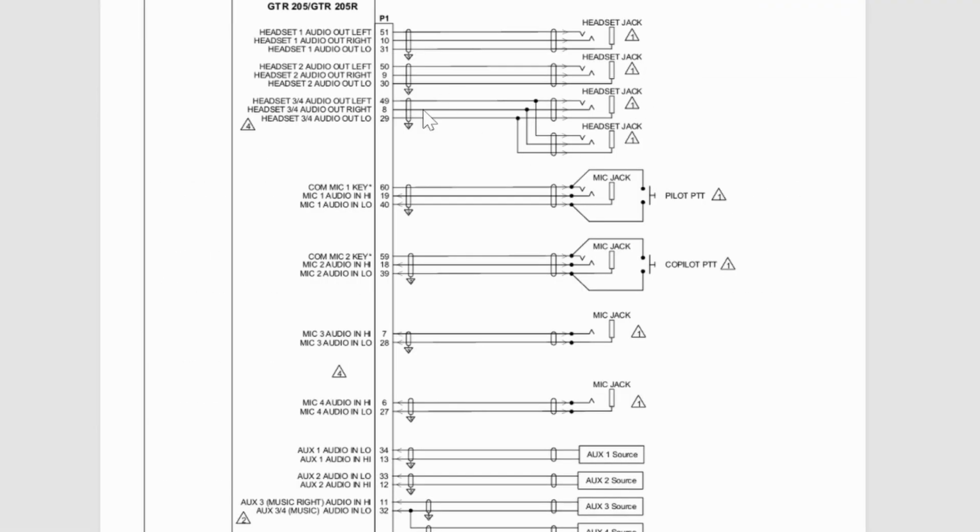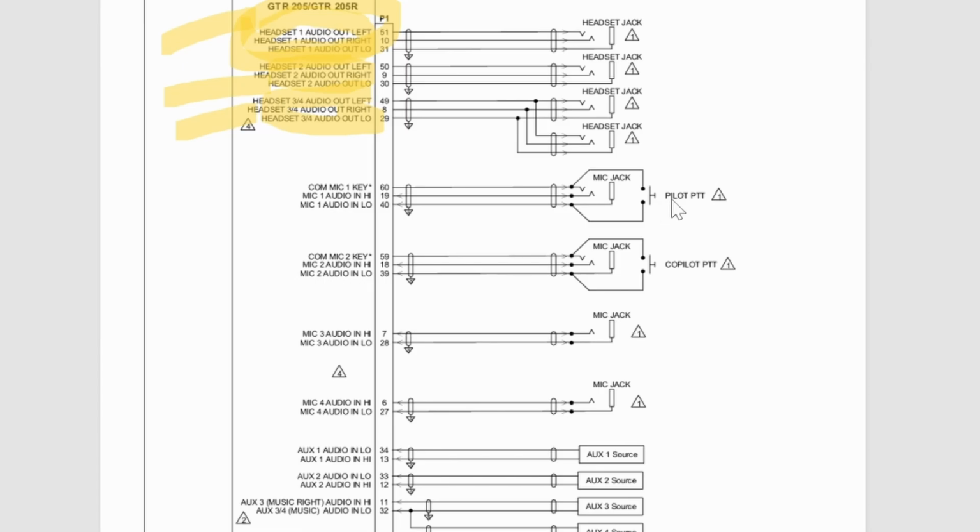Okay, this is our second example. This is a GTR 205, and these are the audio outputs for your headset jacks and your mic jacks. So we just have to read it slowly and understand what we're looking at. So here in this section, you're getting headset 1. This section, headset 2, headsets 3 and 4. So this is making me think that headset 1 is the pilot, headset 2 is the co-pilot, and 3 and 4 are the passengers. So we can take note of that.